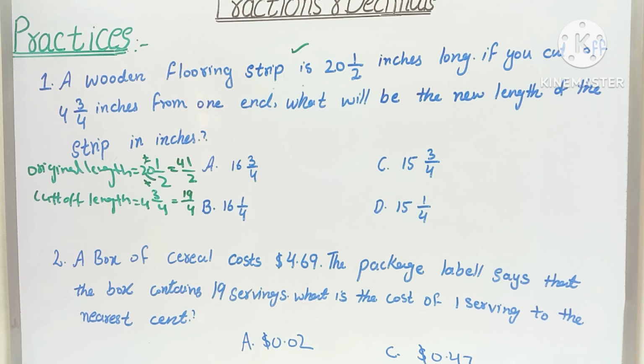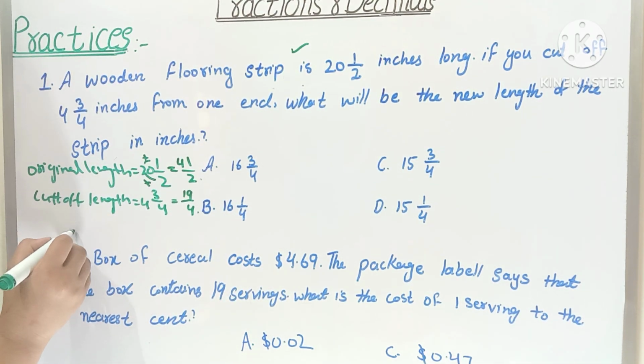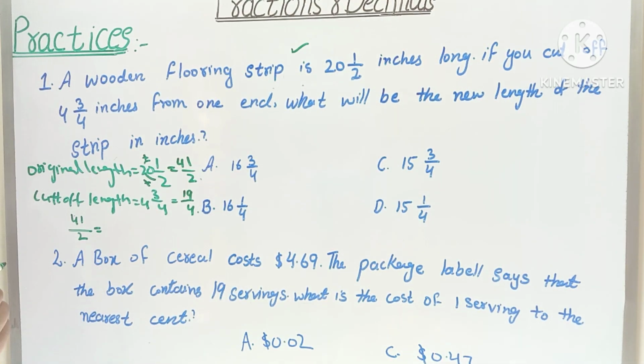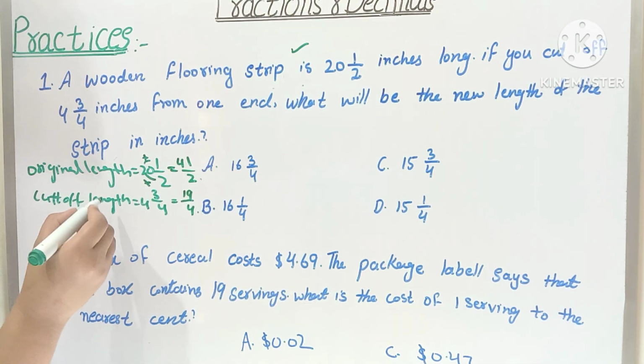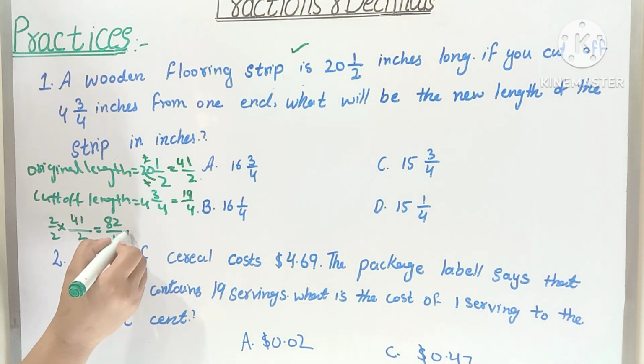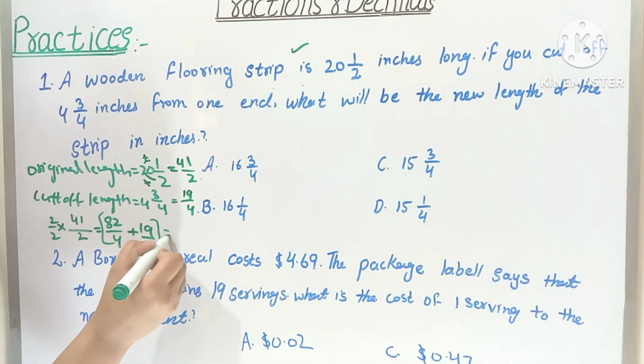Now to subtract we need a common denominator. Convert both to have the same denominator. There is a 2 and a 4, so there will be a 4 on both of them. So 41/2 will be, if we convert by multiplying with 2/2, 82/4. Now we will subtract them because there is the same denominator, giving 63/4.